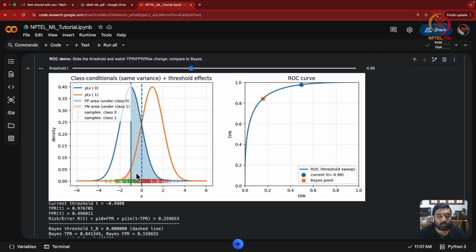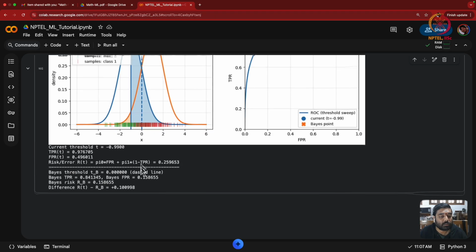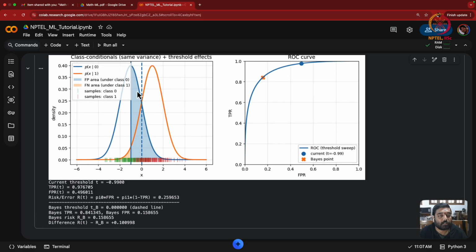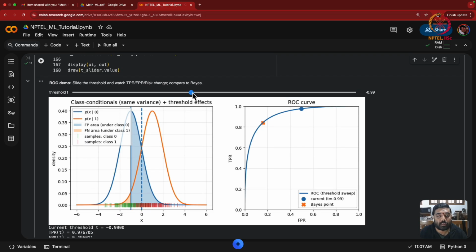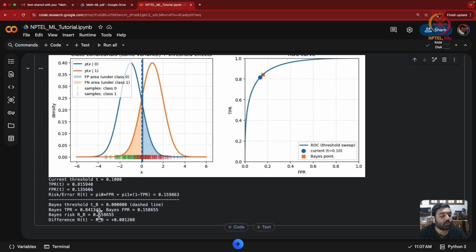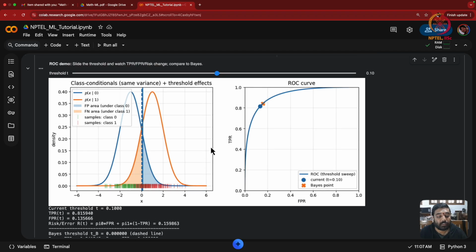Now you see this, what has happened. Now your classifier has moved. Okay, and then this is the overall region that you have considered as a false positive, and then I can actually move this. Then we can come to this orange dot now, which is actually the Bayes error, wherein you are getting the value 0.158.